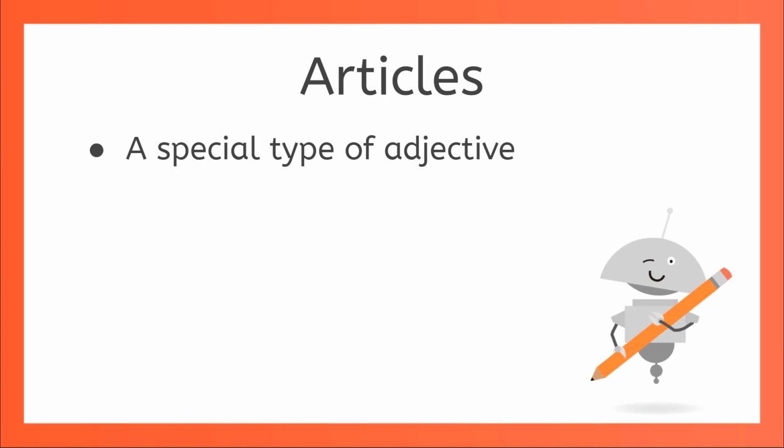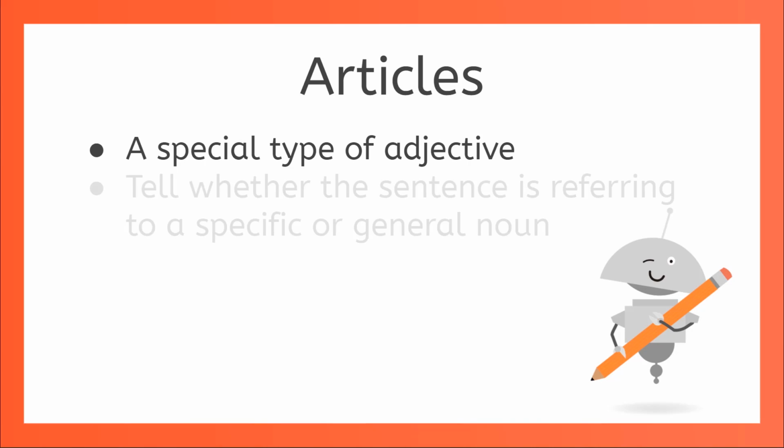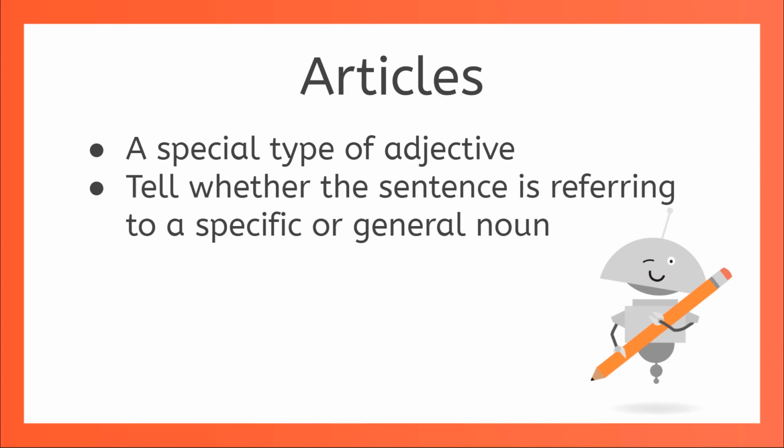Articles are a special type of adjective. They tell whether the sentence is referring to a specific or general noun, and there are only three of them. Can you guess what they are? A, an, and the.